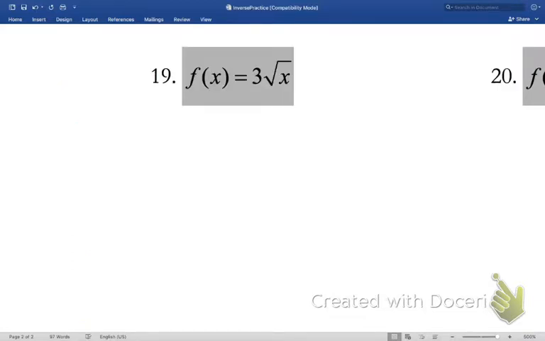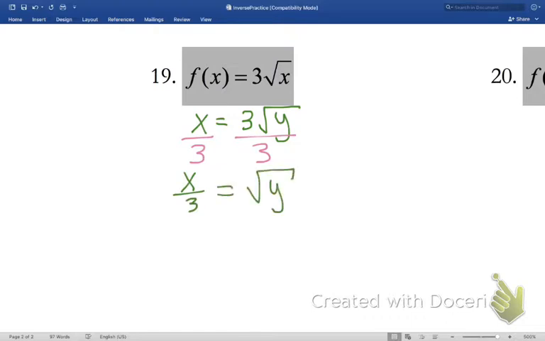Number 19, let's switch x and y. So we have x equals 3 square root of y. Got to get rid of the 3 first. 3 is multiplying, so I do the opposite, which is divide. So x divided by 3 equals the square root of y. How do I get rid of a square root? That's right, we square both sides.